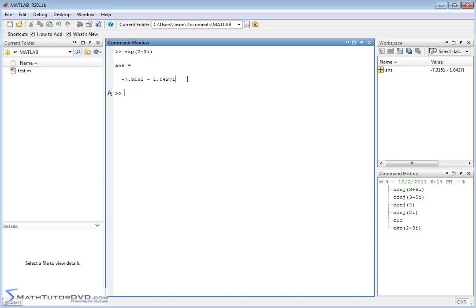So you can put anything you want into the exponential. If it were just negative 3i, it's going to return the proper complex answer. Same thing is true of logarithms. Logarithm of, obviously, a number like 5, we expect it to return a number. What about logarithm of 5i? Most low-end calculators won't know what to do with that, but MATLAB understands complex numbers. It'll return the pure complex result for you, no problem.